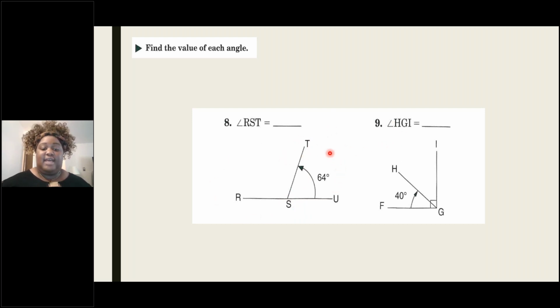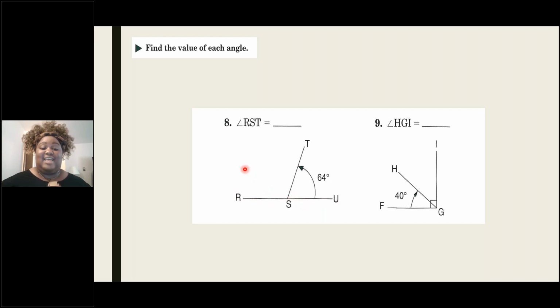The first step is figuring out, what is my larger angle? Is it a right angle or is it a straight angle? This one is a straight angle, so that tells me that the two angles should add together to get 180 degrees.